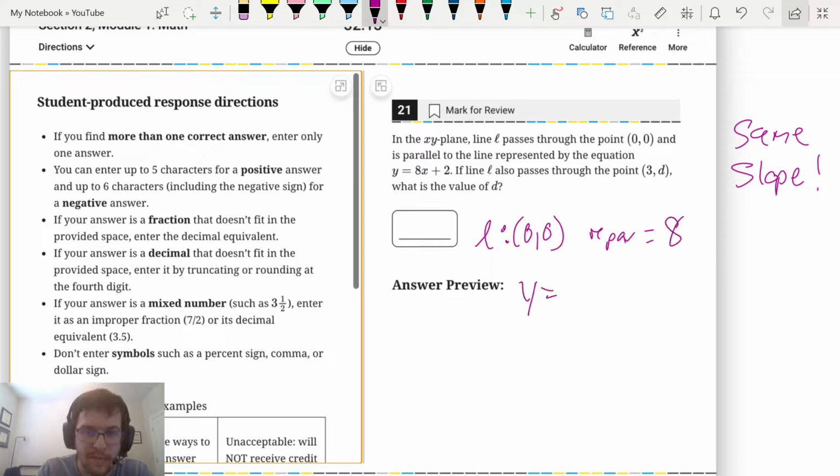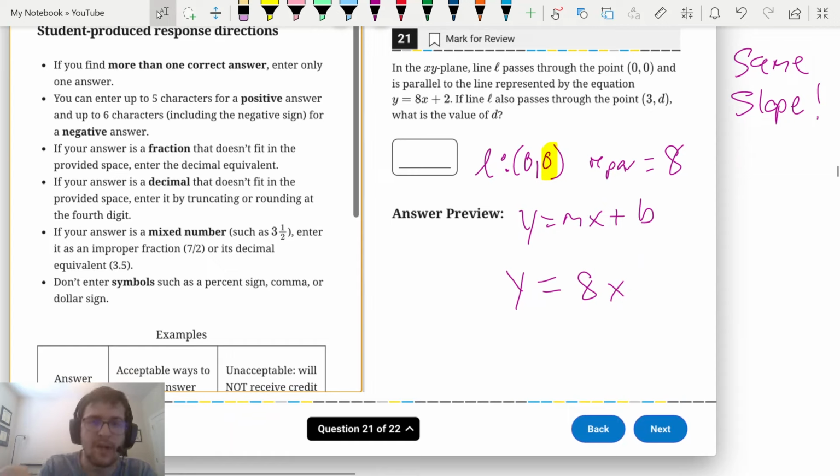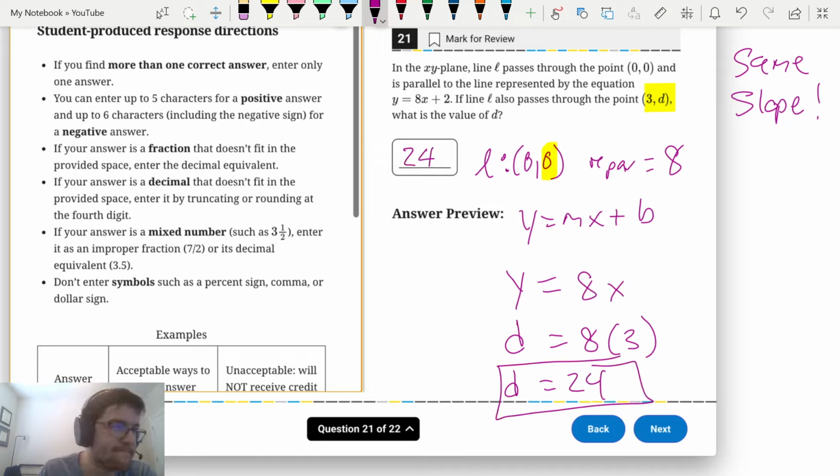So we do y equals mx plus b. So b is the y-intercept, the y value when x equals 0. So b is just 0. So y equals 8x plus 0. Okay, plus 0, that doesn't really do anything. So the equation is just y equals 8x. So now we're going to plug in 3 comma d. So d is y and 3 is x. And we get d equals 24. And that's our answer.